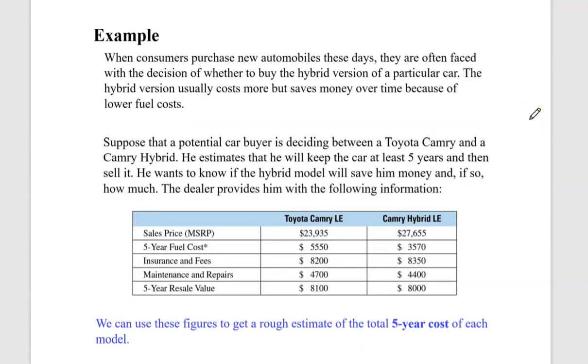When consumers purchase new automobiles these days, they are often faced with decisions of whether to buy the hybrid version of a particular car. The hybrid version usually costs more but saves money over the long run because of lower fuel costs. Suppose that a potential car buyer is deciding between a Toyota Camry and a Camry hybrid. He estimates that he will keep the car at least 5 years and then sell it. He wants to know if the hybrid model will save him money, and if so, how much. The dealer provides him with the following information. So we've got a list of what the fuel cost and maintenance fees and all that stuff is.